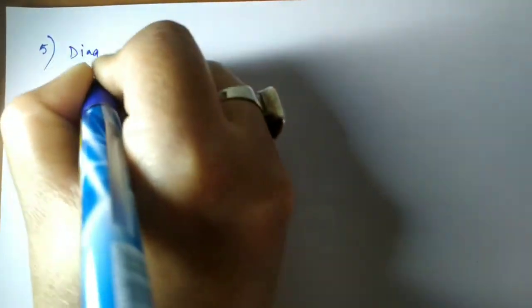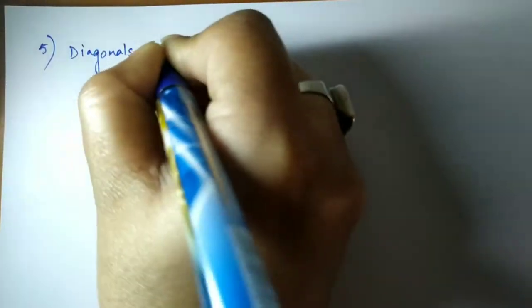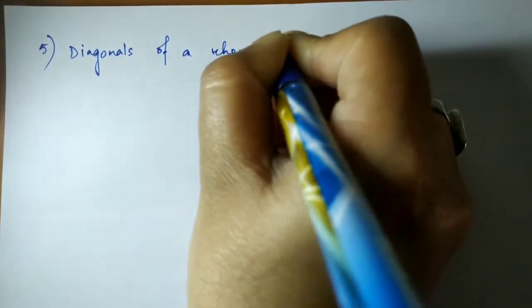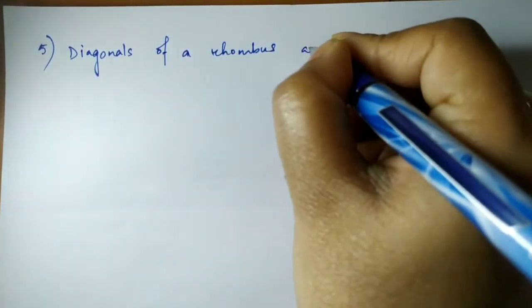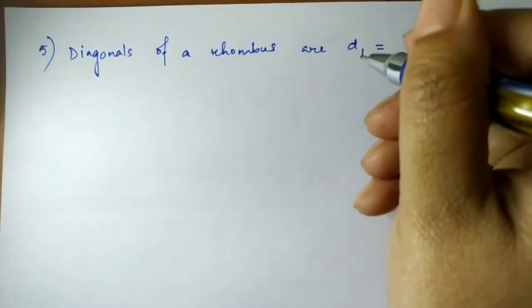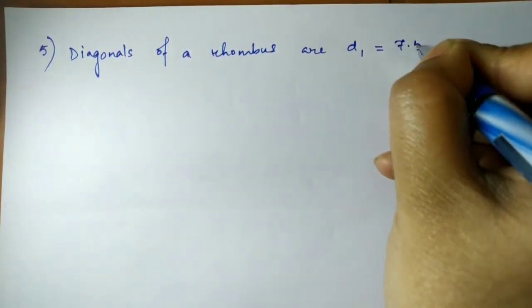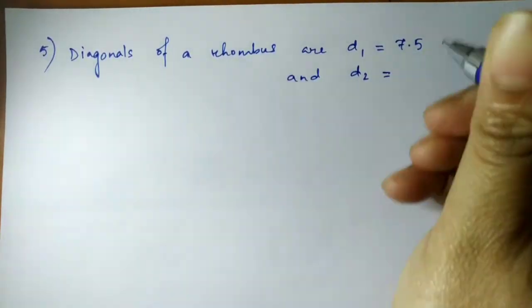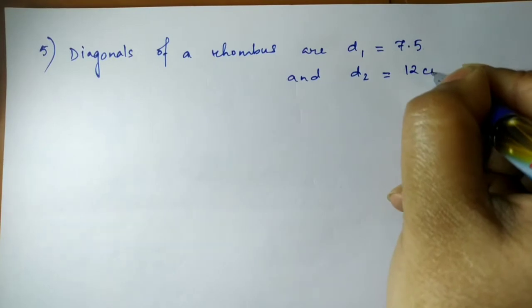The diagonals of a rhombus are 7.5 centimeter and 12 centimeter. Find its area. What is given? Diagonals of a rhombus are given. Let me consider the first one as D1, that is 7.5 centimeter, and D2, the second one, as 12 centimeter. We have to find the area.